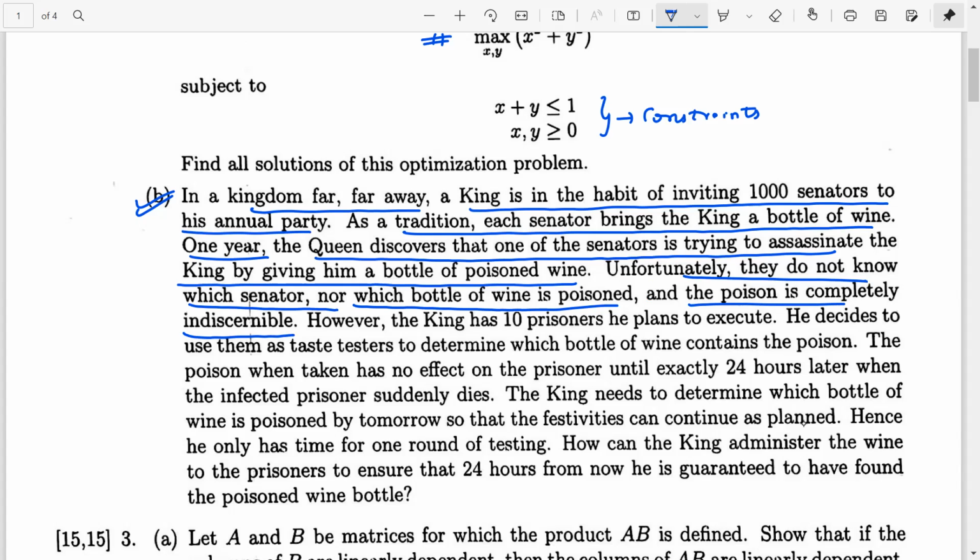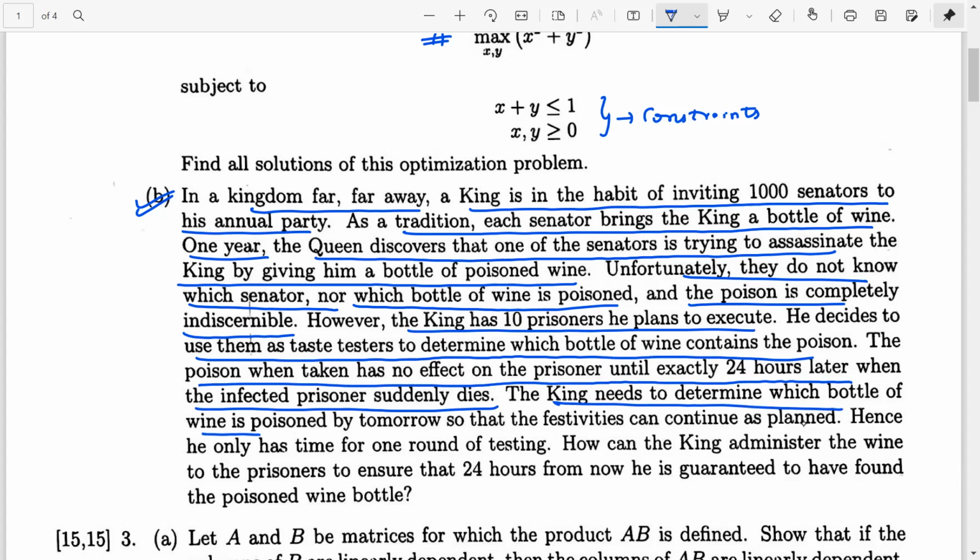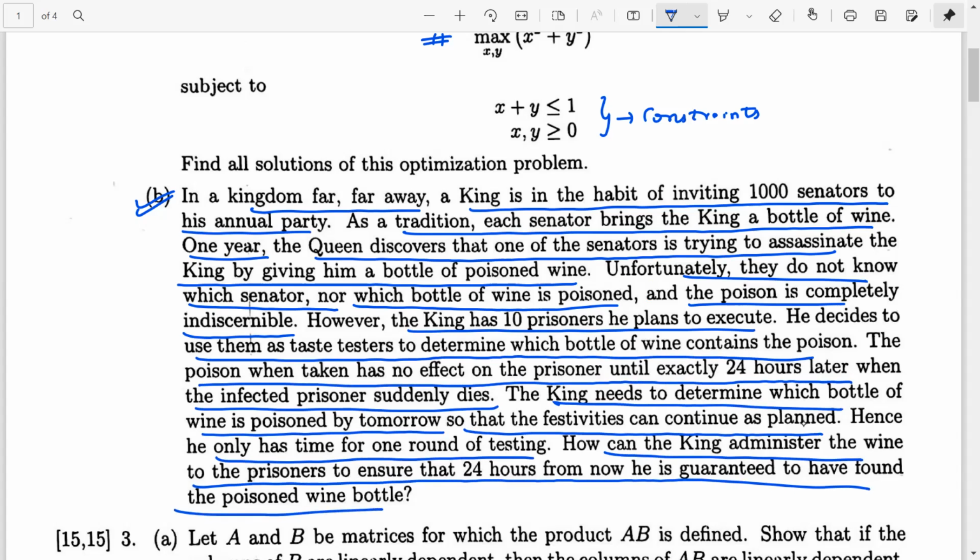Okay, then the king has 10 prisoners he plans to execute. He decides to use them as taste testers to determine which bottle of wine contains the poison. The poison, when taken, has no effect on the prisoner until exactly 24 hours later, when the infected prisoner suddenly dies. The king needs to determine which bottle of wine is poisoned by tomorrow so that the festivities can continue as planned. Hence, he only has time for one round of testing. How can the king administer the wine to the prisoners to ensure that 24 hours from now, he is guaranteed to have found the poisoned wine bottle?